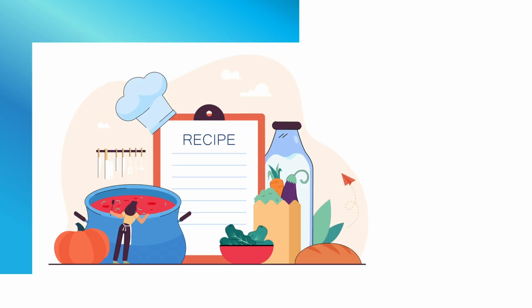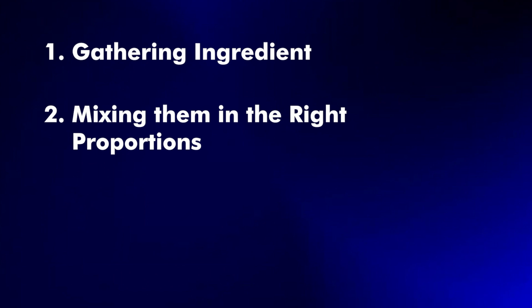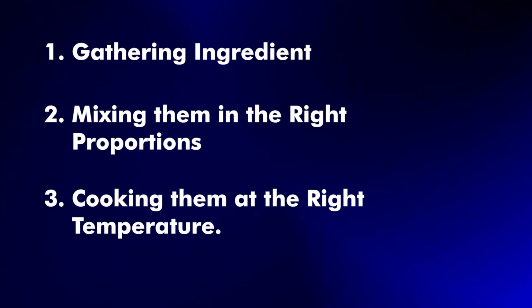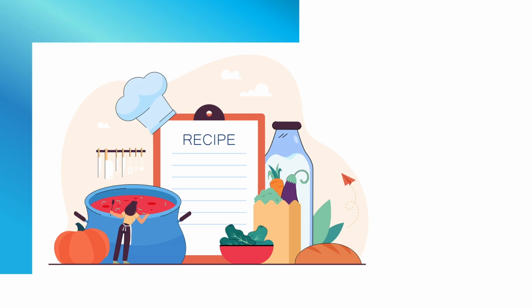So you can think of an algorithm like a recipe in cooking. When you want to prepare a meal, you follow a set of steps in a specific order, like gathering ingredients, mixing them in the right proportions, and cooking them at the right temperature. Of course, some recipes are simple and quick, maybe boiling an egg, while others are quite complex and time consuming, like baking a cake. In the same vein, some algorithms run faster and require fewer resources, while others take longer and use more resources.